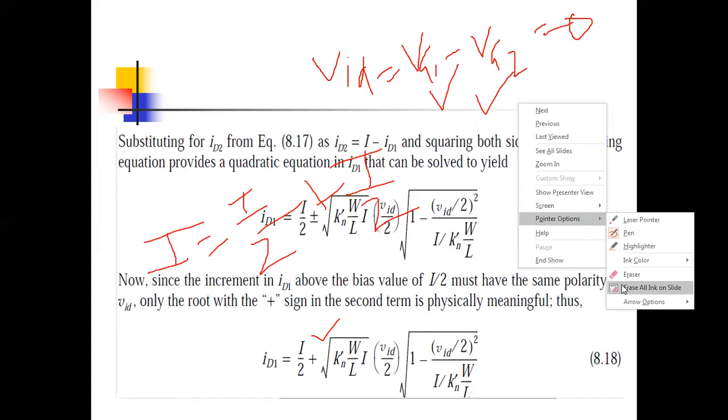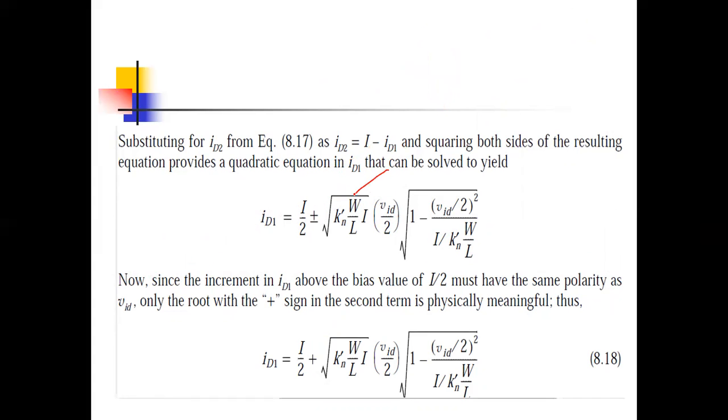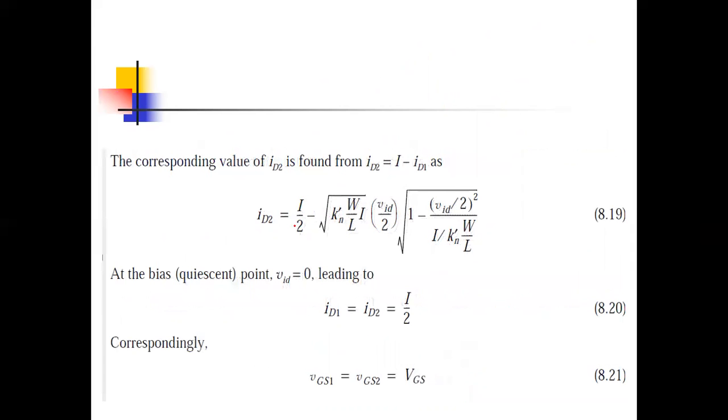So how do we check ID1 and ID2 at I by 2? If VID is 0, the whole term is 0. So ID1 equals I by 2, and ID2 is also equal to I by 2. When VID equals 0, both currents are the same. Both inputs are the same.